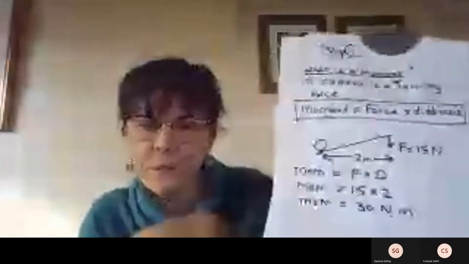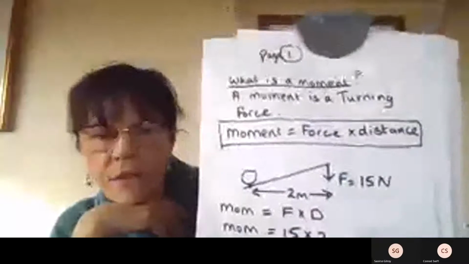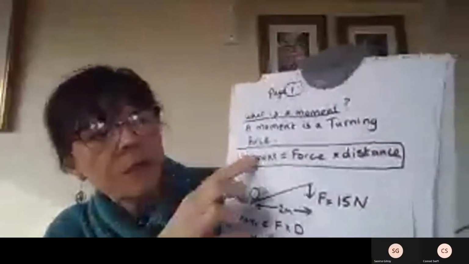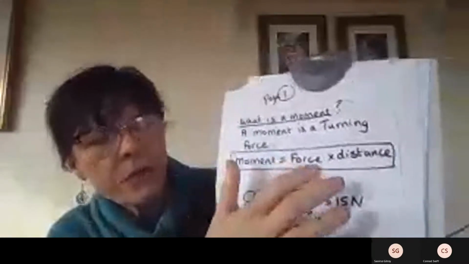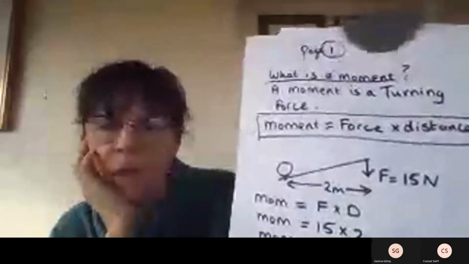Okay, so going back over what we did the last day then, what is a moment? All right. Now, a moment is a turning force. So to calculate the moment, the turning force, we've got force multiplied by distance. Now that's not exactly right. It's force multiplied by distance from the pivot. But I'm just shortening that down to distance.